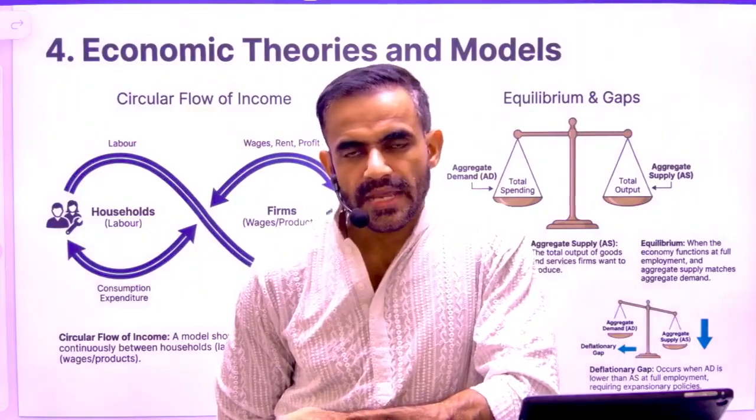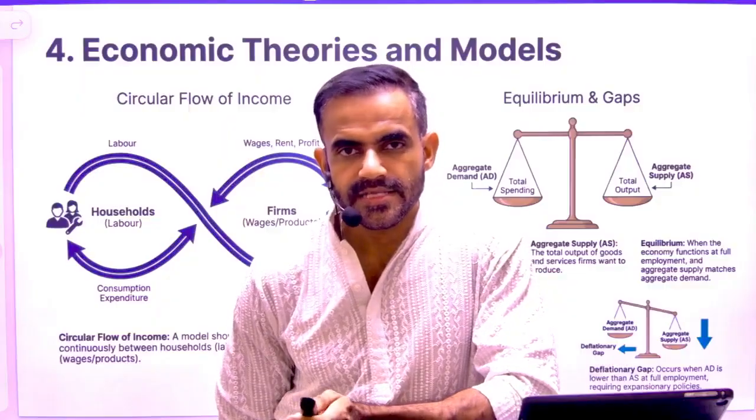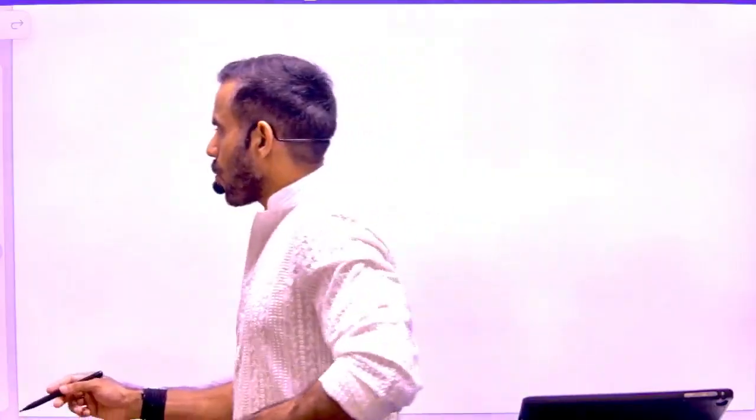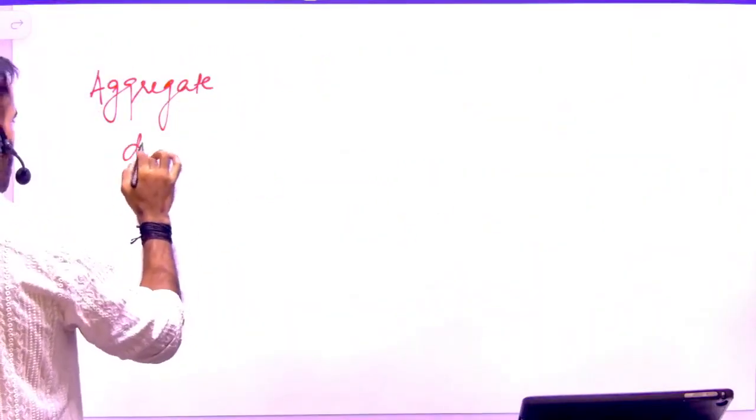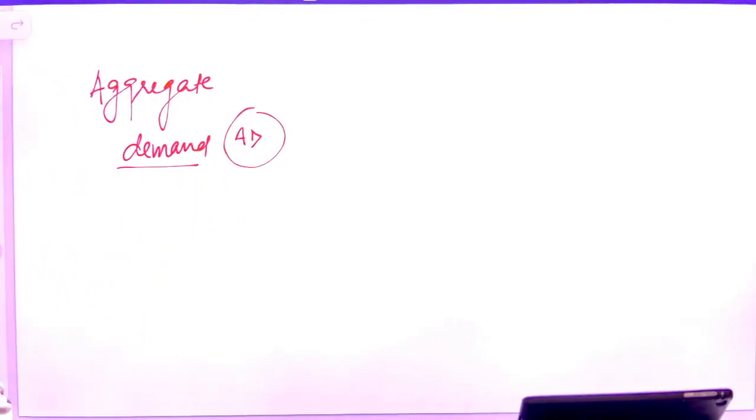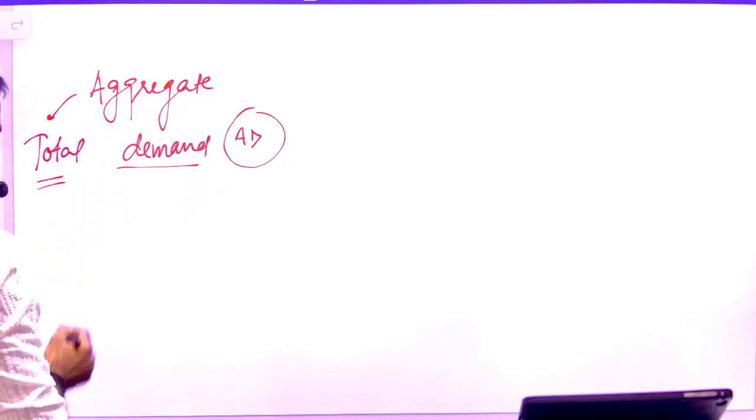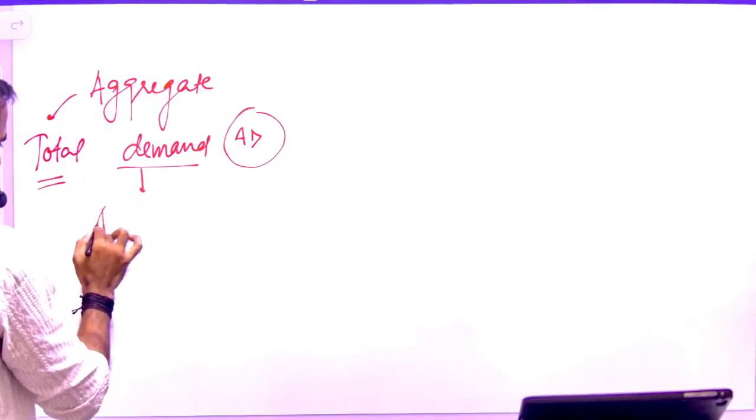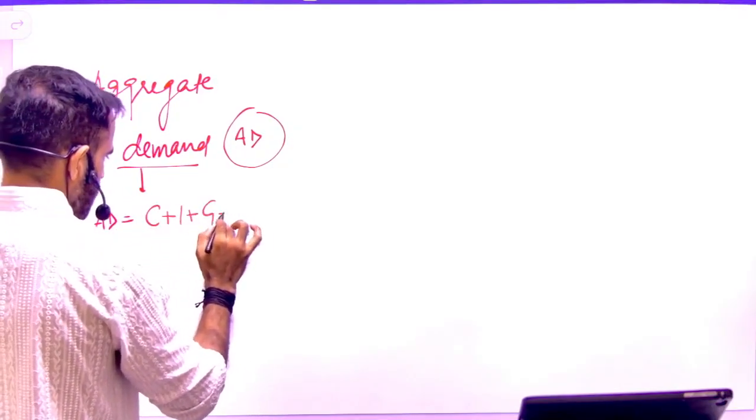And the next topic in Indian economy is aggregate demand and aggregate supply. Now let's try to understand it using one simple example. What is aggregate demand? Aggregate demand, I'm just writing it as AD. Okay, so what is aggregate? Aggregate means total. Can I simply say what is the total demand in the economy? This is reflected through AD = C + I + G + X - M.